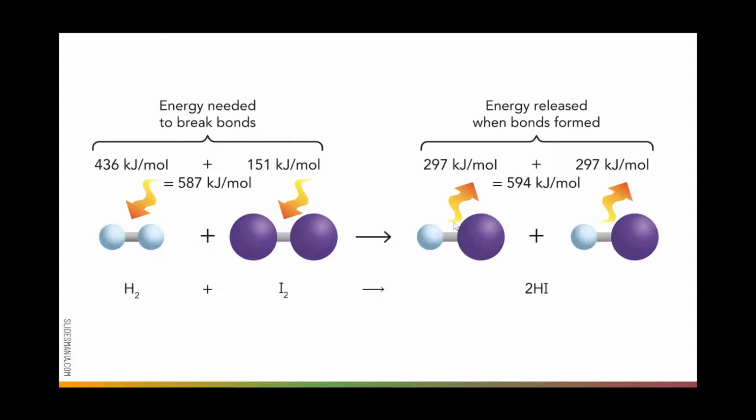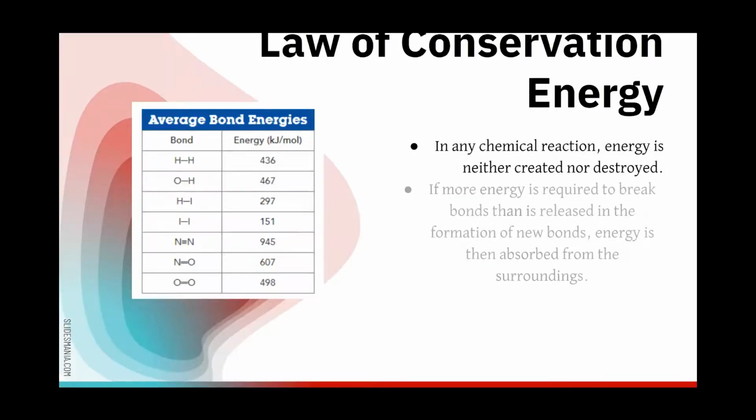Well, how much energy is actually going to be released? If we subtract these two values, what we'll see is 7 kilojoules of heat are going to be released from this reaction. So notice that the energy is going to be released. If this was opposite, if more energy were required to break the bonds, that energy would then be absorbed. We're going to look at an example of this in just a minute.